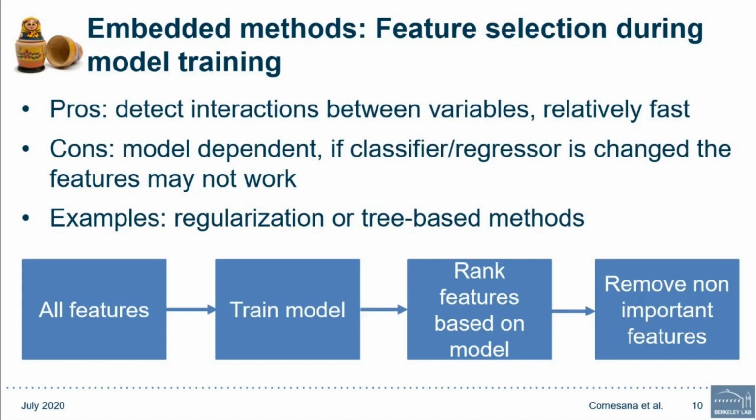One, much like wrappers, these methods are going to take into consideration the interaction between features. Two, they're relatively fast, or at least faster than wrapper methods. And three, they tend to be more accurate than just filter methods and less prone to overfitting. However, because they make classifier or regressor dependent selections, the features resulting from these methods may not work if that model is changed. An example of this are tree-based algorithms, such as random forest, which iteratively discard a small fraction of the data seemed of lowest importance.